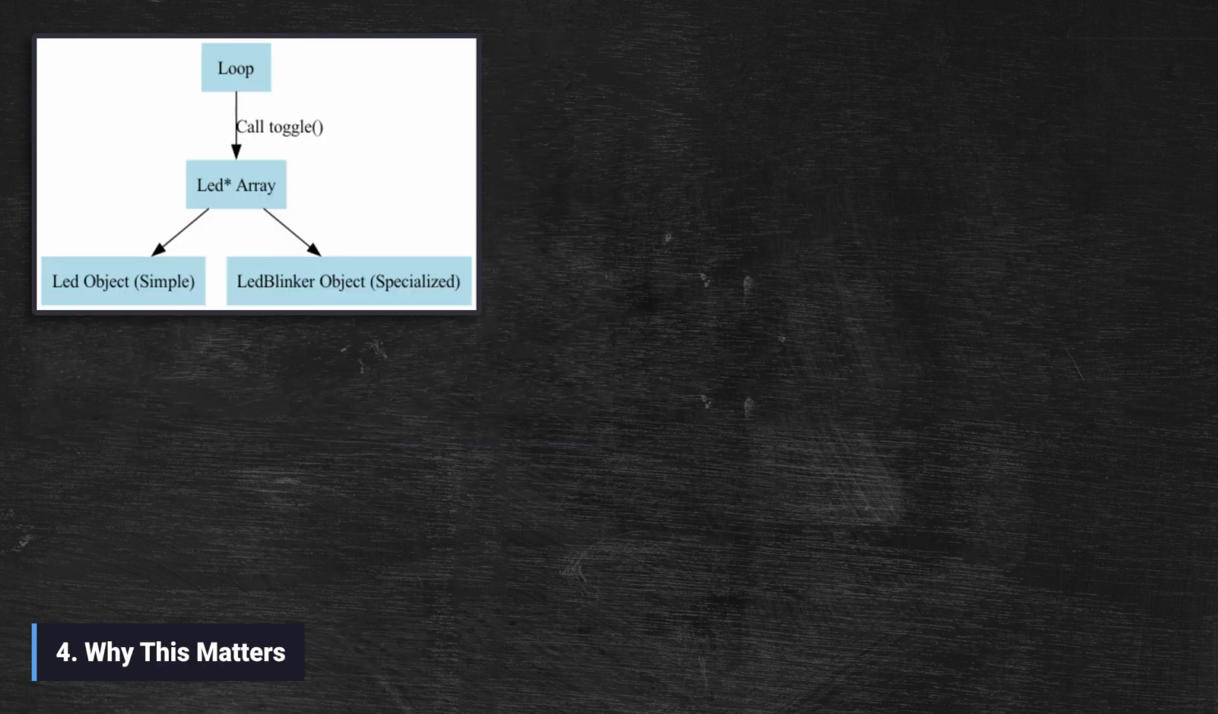This approach is extremely powerful. Imagine you have a system with 10 different types of outputs. With polymorphism, you can put them all in one list and update them with a single loop. Your main program doesn't need to know the details of each object. It just knows that they all know how to respond to the same commands.